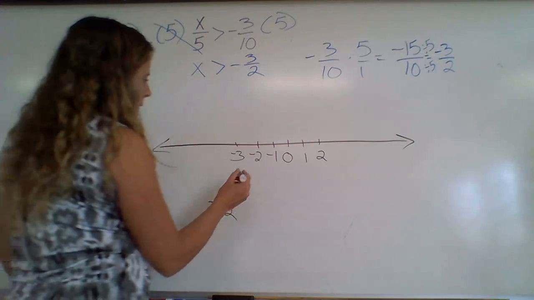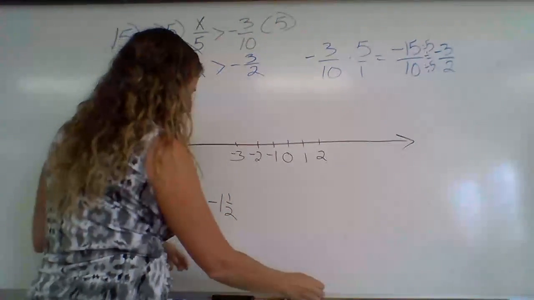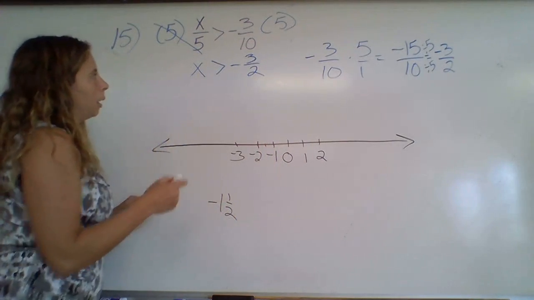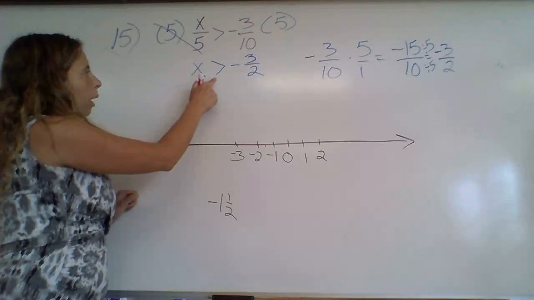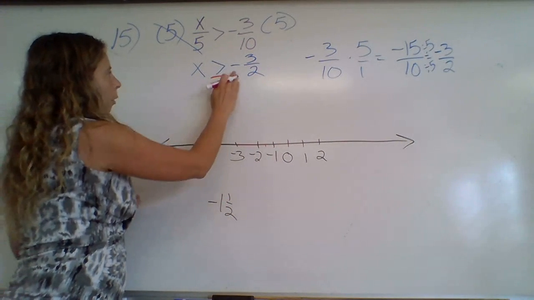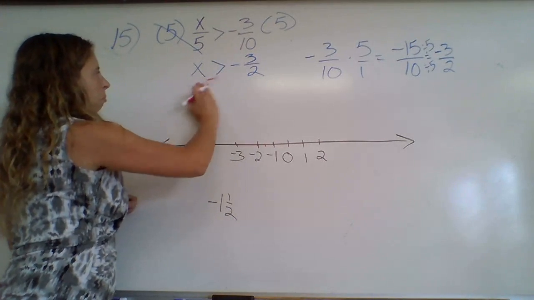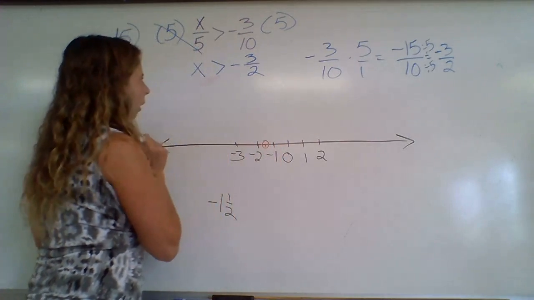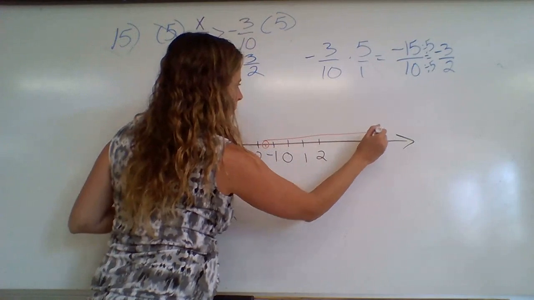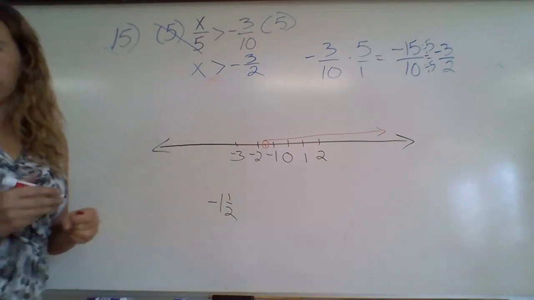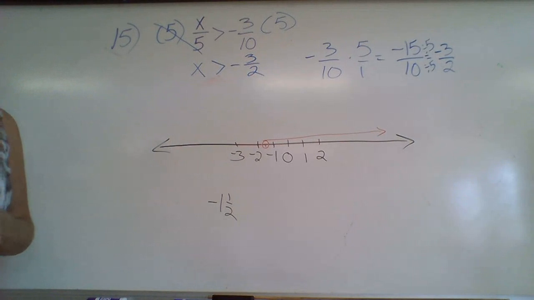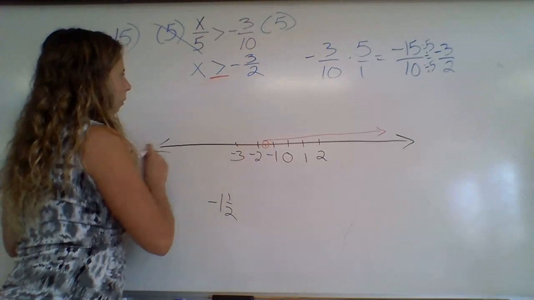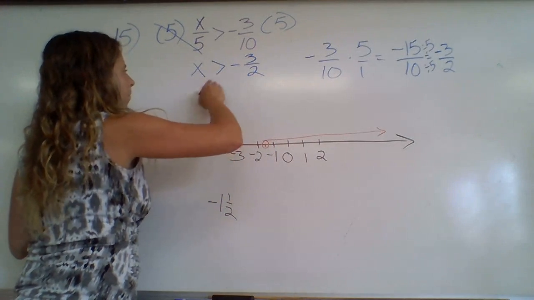So that's -1.5. So that's right here, and it's not equal to it. It's just greater than. There's not an equal thing, so it's an open circle. So I put an open circle here, and then we're greater than that, so we're going this way. And that's it. If there was an equal sign, then it would be colored in, but there's not.